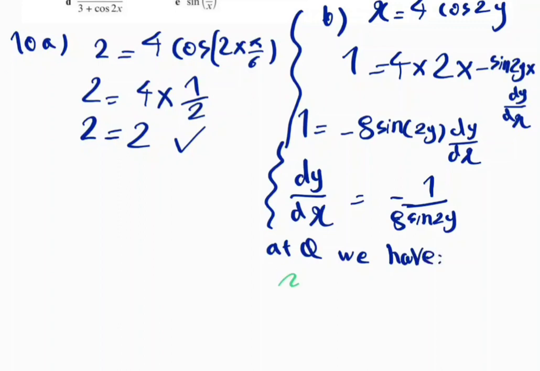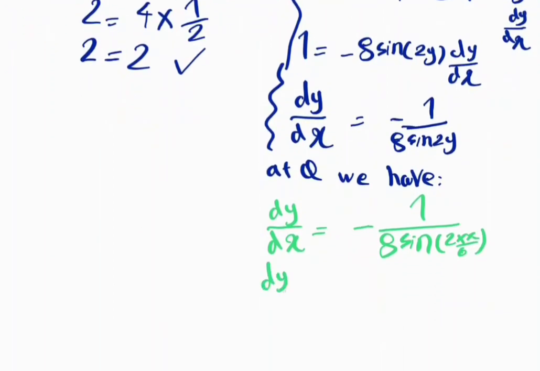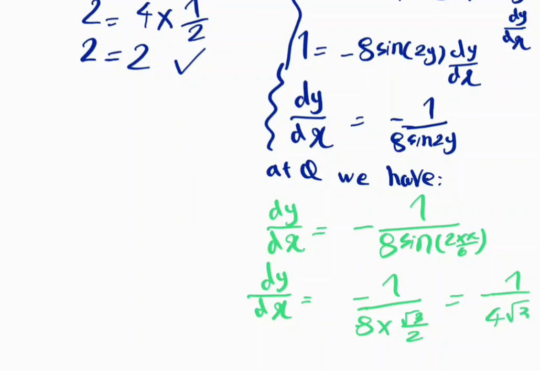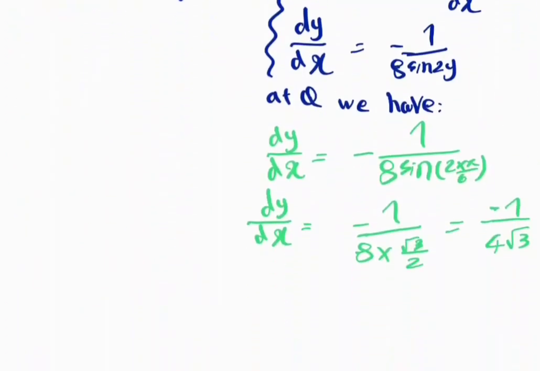dy by dx is equal to minus 1 over 8 sine 2 times pi by 6, or pi by 3 in simpler terms. Now dy by dx is equal to minus 1 over 8 times sine pi by 3, which is root 3 over 2, which is equal to minus 1 over 4 root 3. And this is exactly what we wanted to show here.